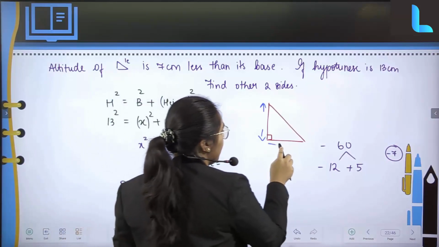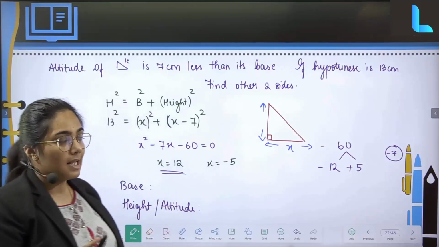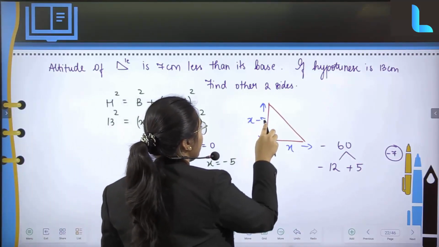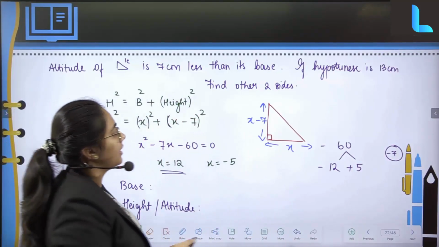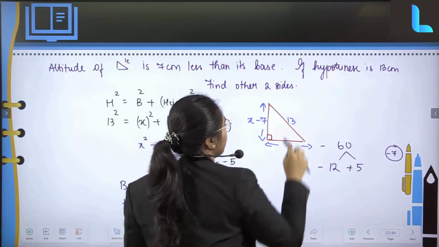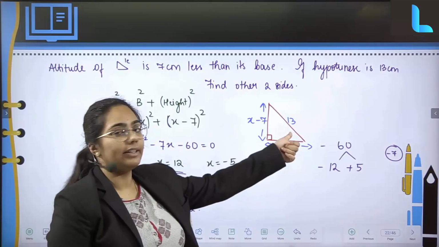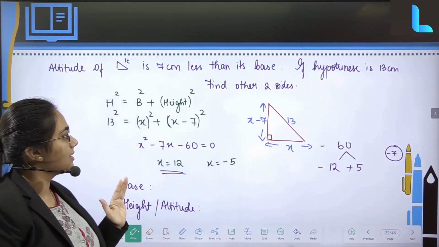So this is going to be my base. If I consider the base as x, my altitude is going to be 7 cm less, that is x minus 7. Right. Next, if the hypotenuse is 13 centimeters, they have given my hypotenuse side. So find the other two sides. You already have 13. Using this, you have to find out x and x minus 7.